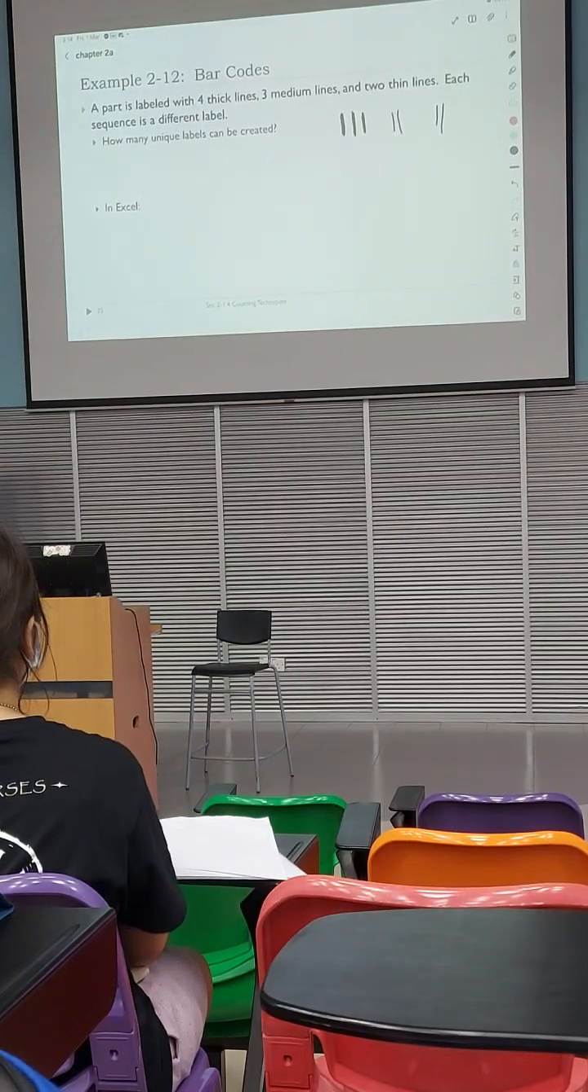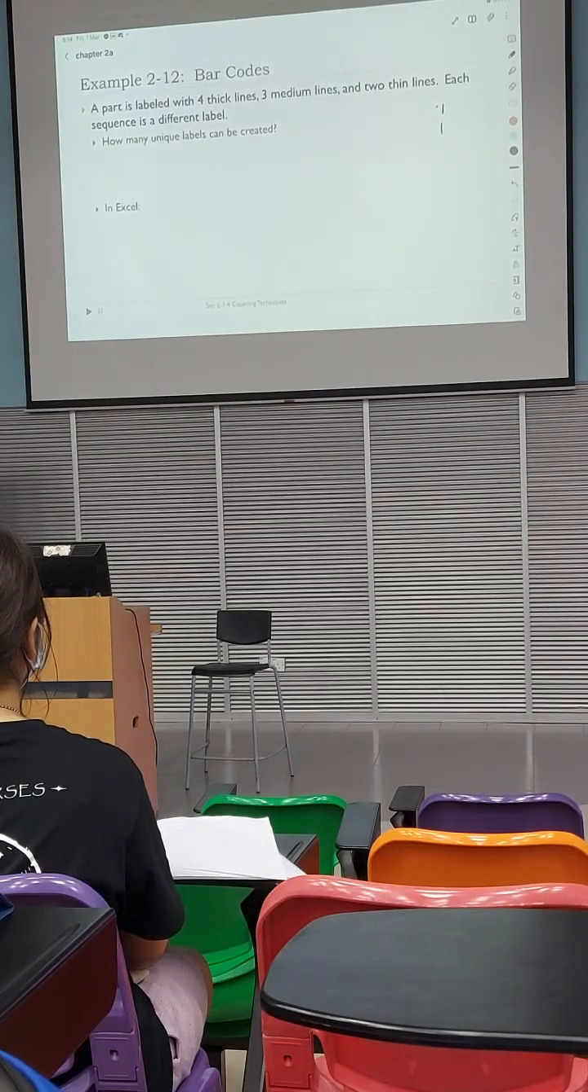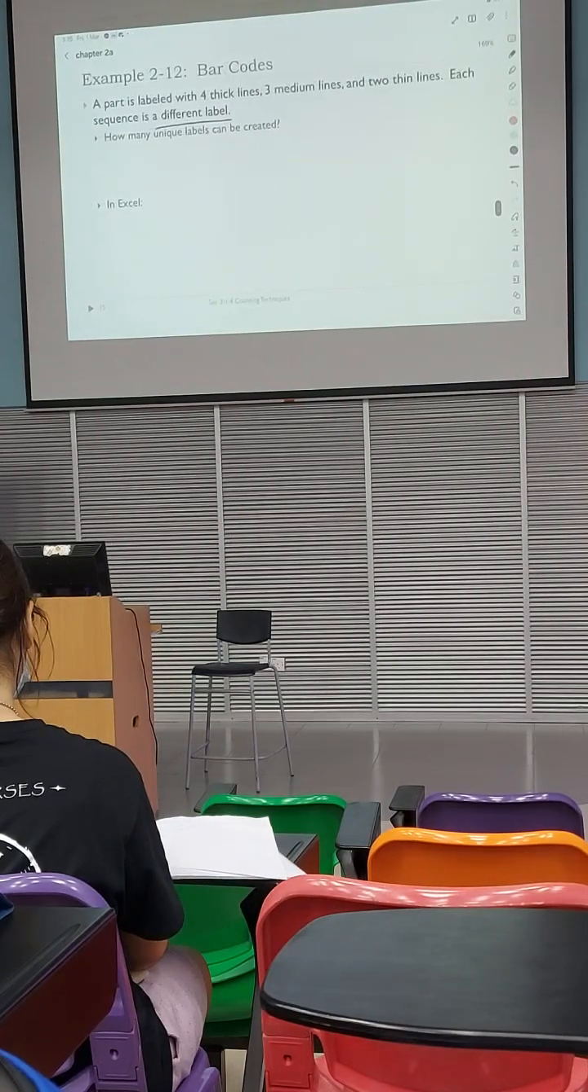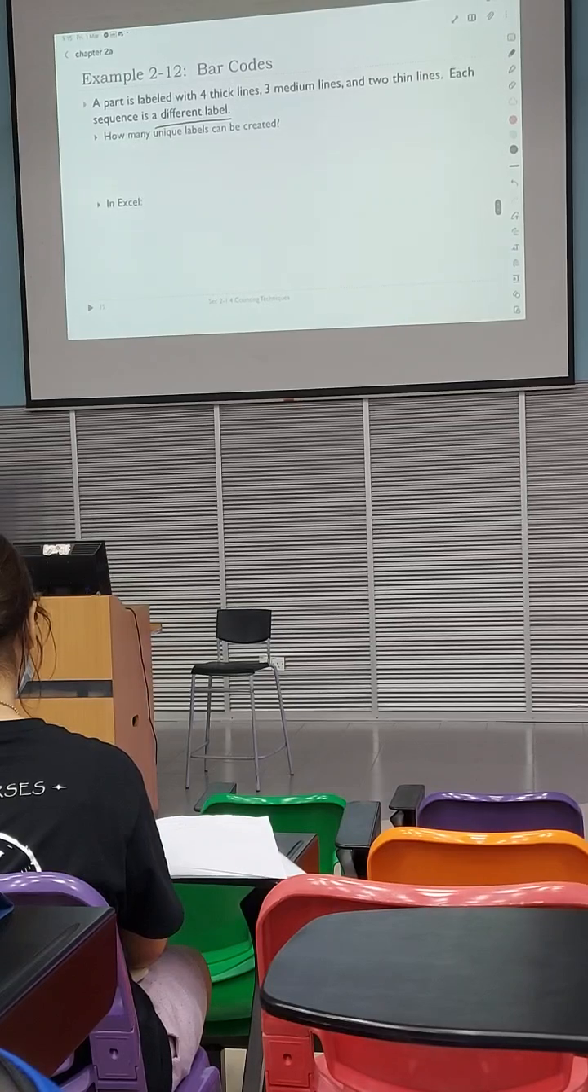So now from this question, we know that we have 4 thick lines, 3 medium lines, and also 2 thin lines. Each sequence is a different label. Of course, the barcode depends on the arrangement. So in this case, how many unique labels can be created from this combination?